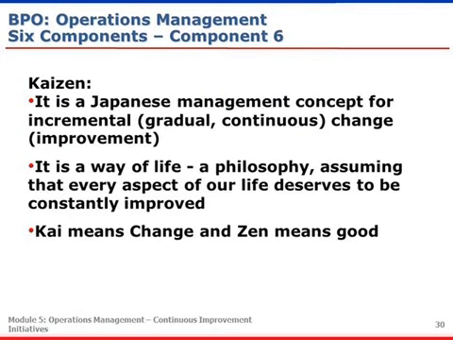Kaizen. It is a Japanese management concept for incremental or gradual continuous change improvement. It is a way of life, a philosophy, assuming that every aspect of our life deserves to be constantly improved. Kai means change and Zen means good. Here are the key elements of Kaizen: quality, effort, involvement of employees, willingness to change, and communication.